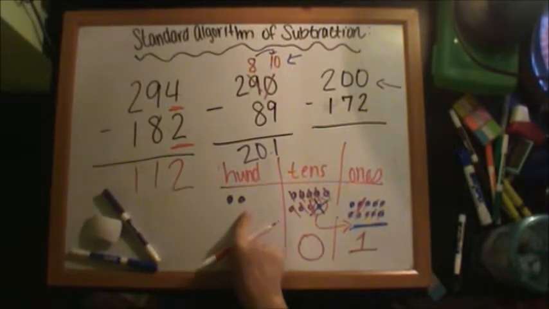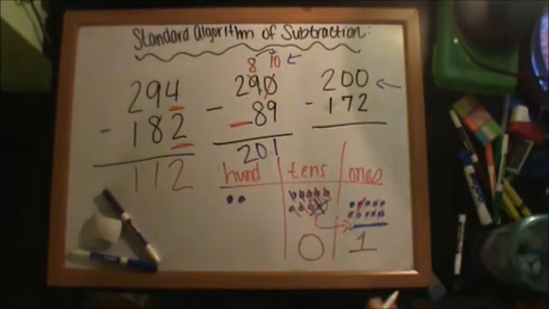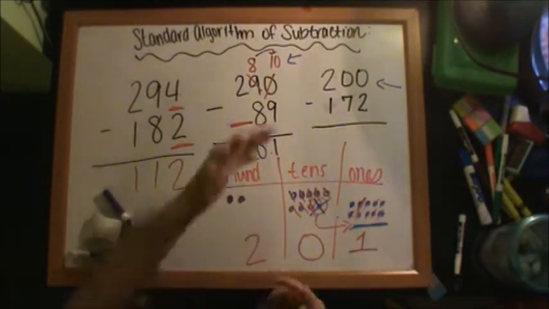Now we have 200. I don't have to take any away from the hundredth place. There's not a number there, so I'm going to leave it. And this gives me 201, just like we got up here. So that's why this works.